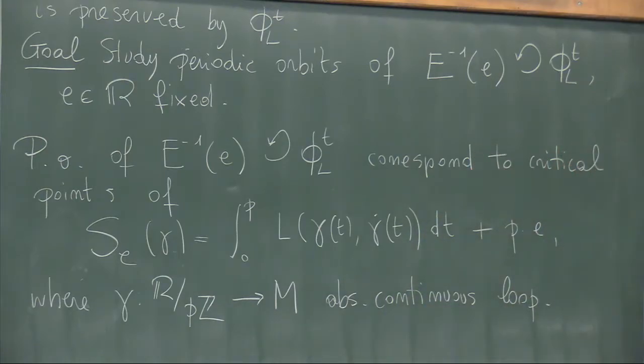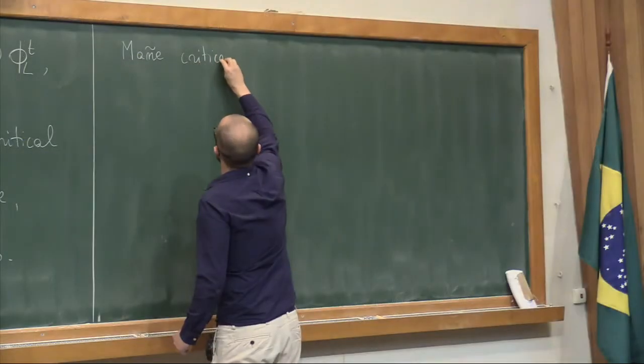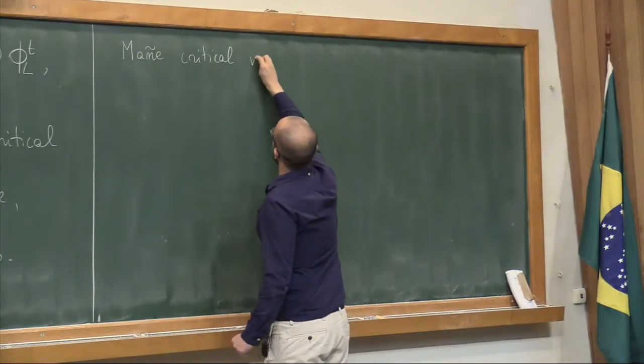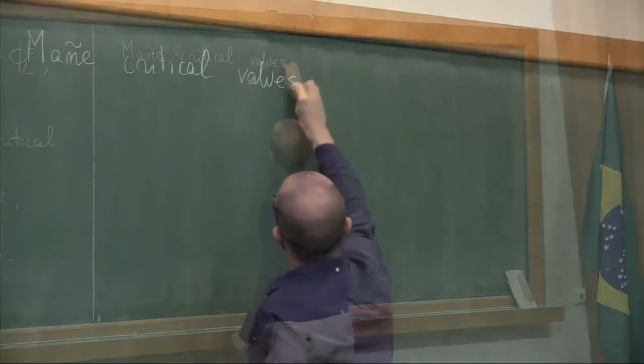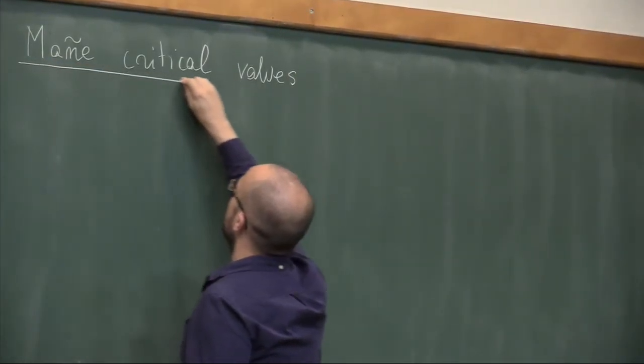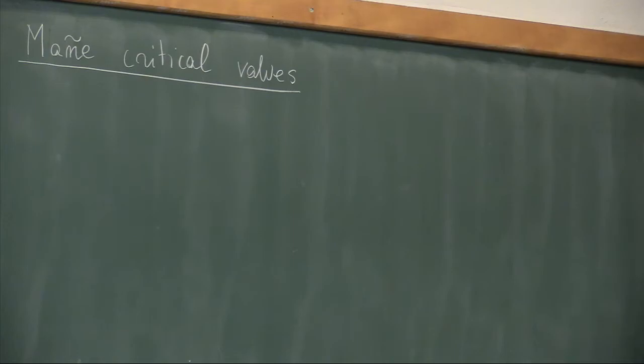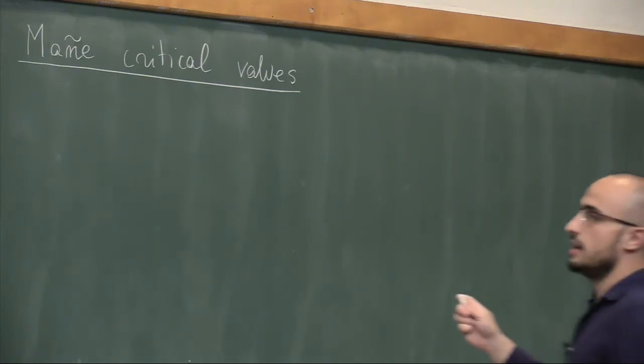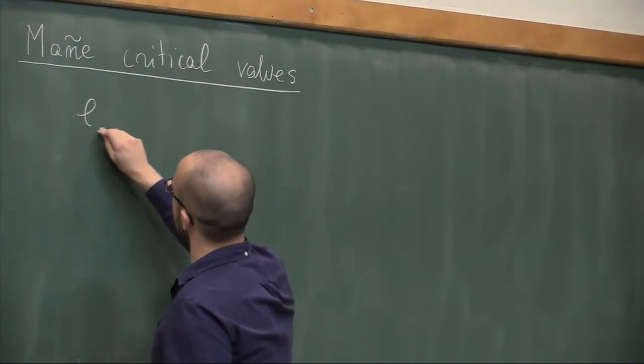OK, very good. So we have a variational characterization of periodic orbits. And now we can define what are normally called Mañé critical values, which turn out to be really important when studying the existence of periodic orbits. So there are several Mañé critical values. The ones I will need today are three. The first one is the maximum of the energy over the zero section.